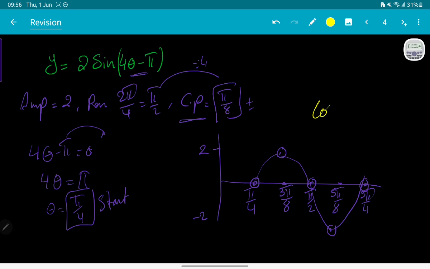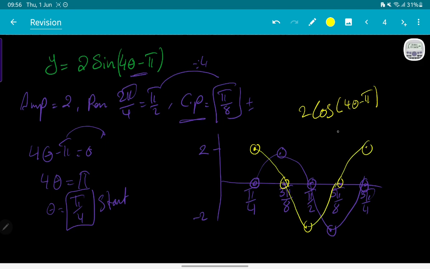If this was cosine, 2 cosine 4 theta minus pi, we would start from the maximum, go back here, and this is here. So the graph will be like this if this is cosine. And if it's negative cosine, we will start here and go the opposite.